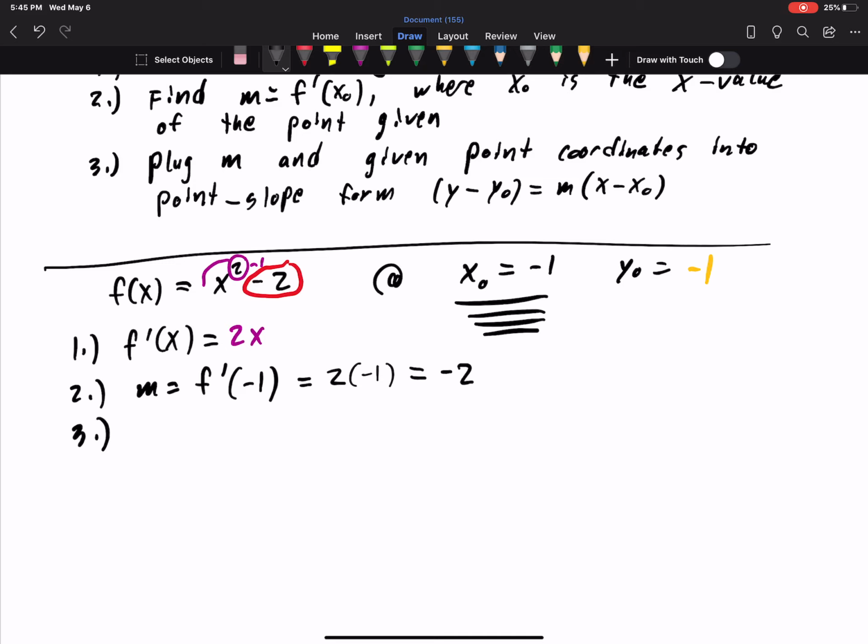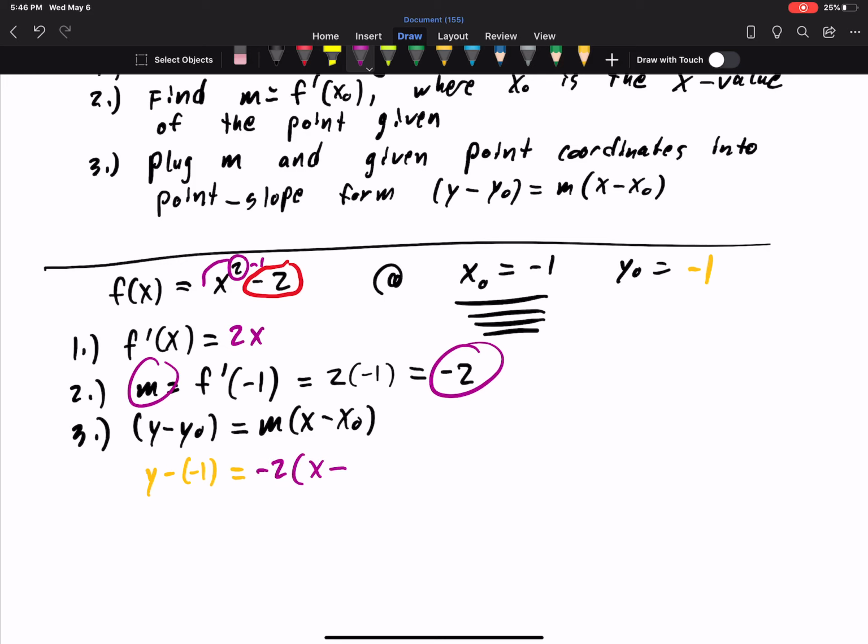So now we need to plug everything into our point slope form, which is y minus y0 is equal to m times x minus x0. And now you need to plug in all your relevant information. So we know what x0 is. That's going to be minus 1. We know what y0 is. That's also minus 1. So plugging in all relevant information, we have y minus minus 1. Be very careful with your signs when you do this. And then your m is the thing we found above. m is equal to minus 2. So we have minus 2 times x minus minus 1. Again, be very careful with those signs. Very easy to get tripped up with sign errors.